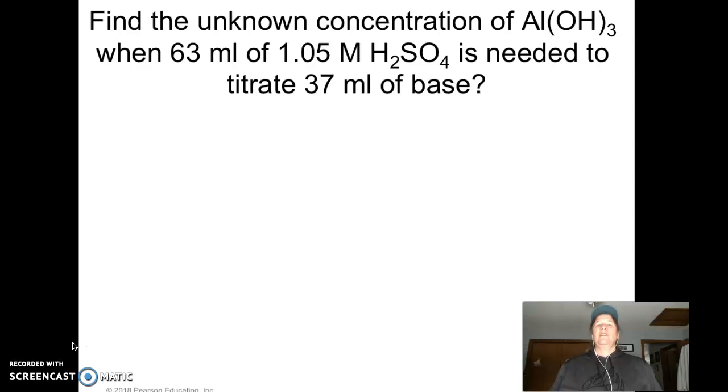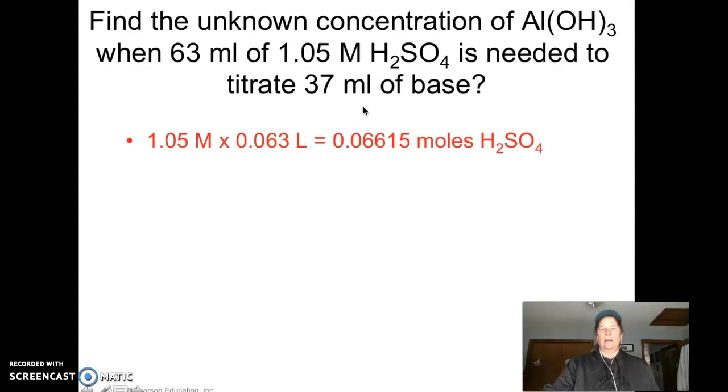Okay, so we're going to find the unknown concentration of aluminum hydroxide. Hydroxide tells me it's a base. Anytime OH is second, it's a base. When 63 milliliters of 1.05 M H2SO4, that's sulfuric acid, how do I know it's an acid? H is first, okay? And again, it's needed to titrate. And remember, titrate means to neutralize, okay?